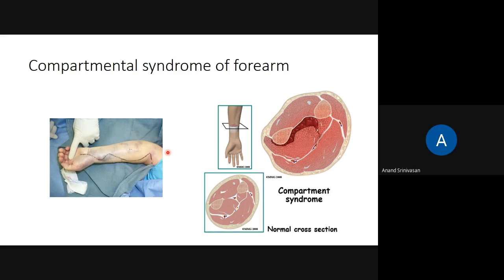So that is called fasciotomy. So compartmental syndrome is where a particular compartment can get compressed, leading on to damage to the surrounding structures.